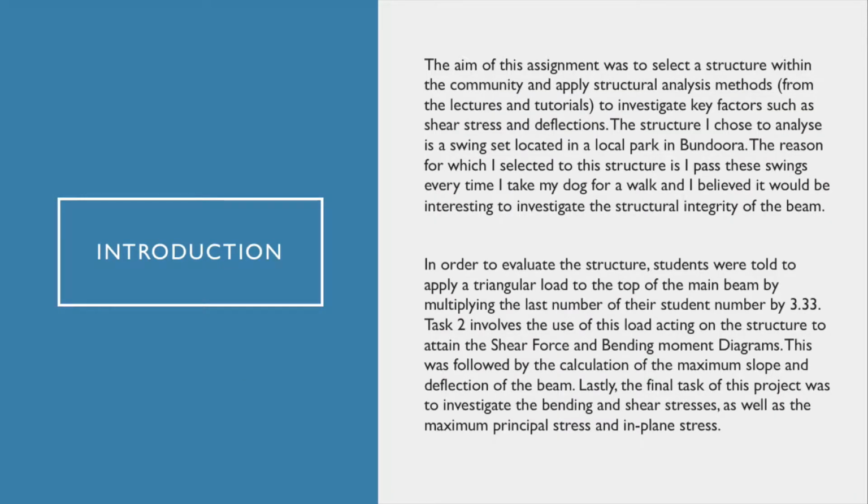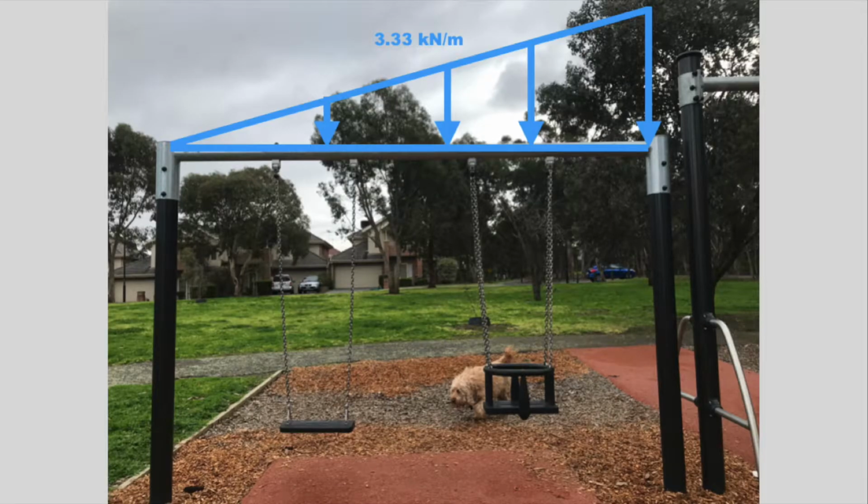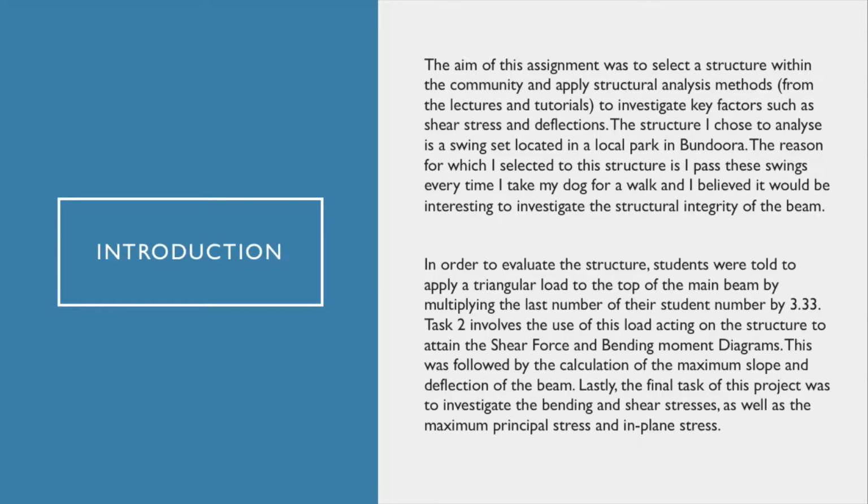In order to evaluate the structure, students were told to apply a triangular load to the top of the main beam by multiplying the last number of this student number by 3.33. Task 2 involves the use of this loading acting on the structure to attain the shear force and bending moment diagrams. This was followed by the calculation of the maximum slope and the deflection of the beam. Lastly, the final task of this project was to investigate the bending and shear stresses, as well as the maximum principal stress and the in-plane stresses.